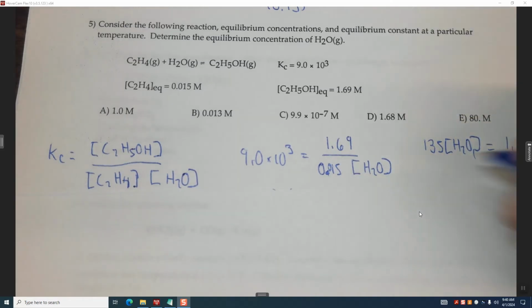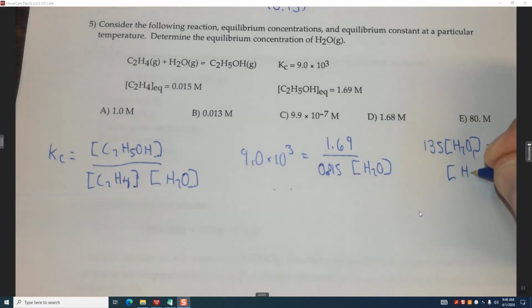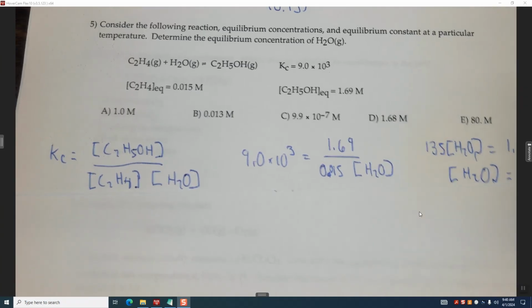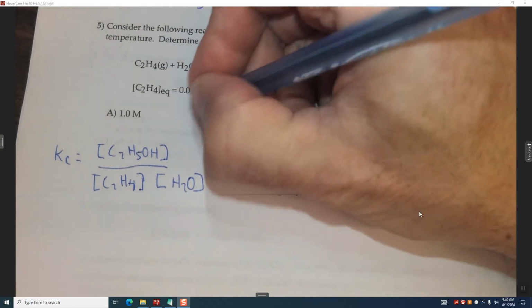Now you're going to divide both sides by 135, and you're going to get the concentration of H2O is equal to, where is it here? 0.013 molar, which is choice letter B.